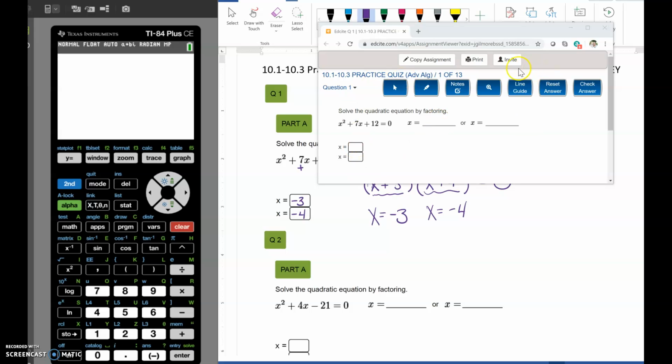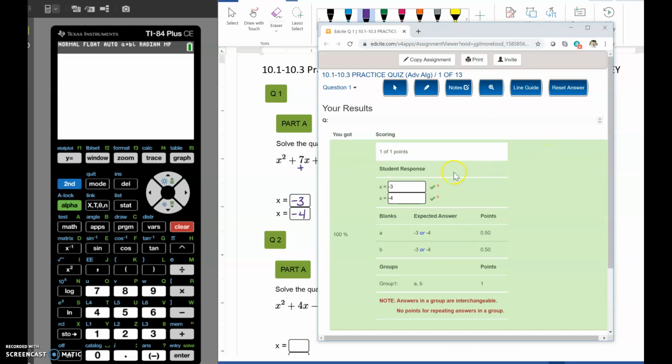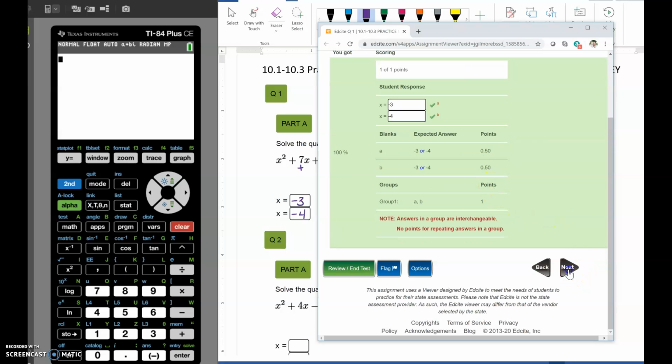I just dragged this little window in to show you how you will see it. So you click in a box and type in negative 3. That's the minus sign and then the 3, then negative 4. This is set so that no matter which order you put those, you could put negative 3 first, you could put negative 4 first, it should count it as correct. And on the review, there's that check answer button. Did you see I just pushed that check answer button? And you can check to see that you got that question correct.